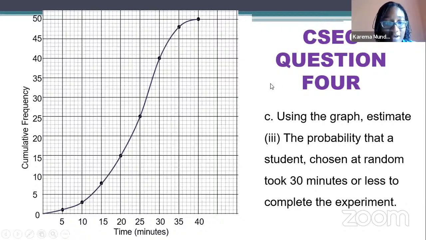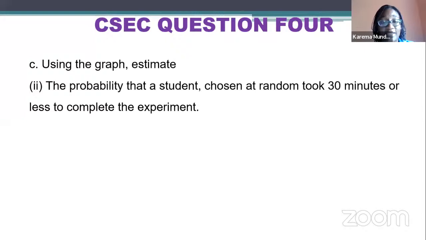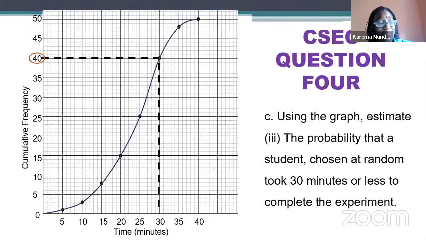We find 30 on our time axis. So this time we're using our broken line vertically. Once we get to the curve, we read off our value. So how many students took 30 minutes or less? That would be 40. 40 students took 30 minutes or less to complete. But guess what? Is that the answer? Because it's a probability, what will the answer be?